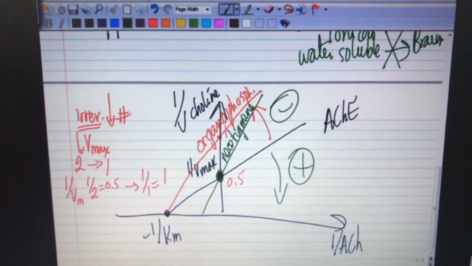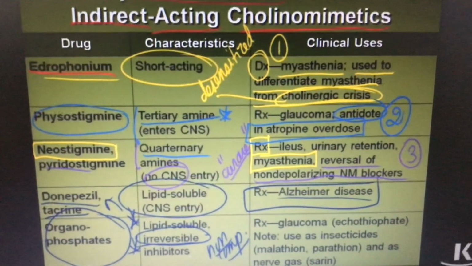that black curve. Well, back to the notes. What is an organophosphate?